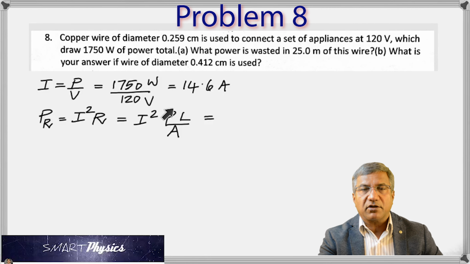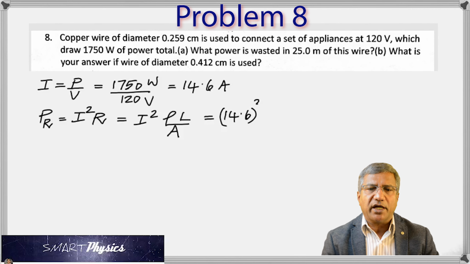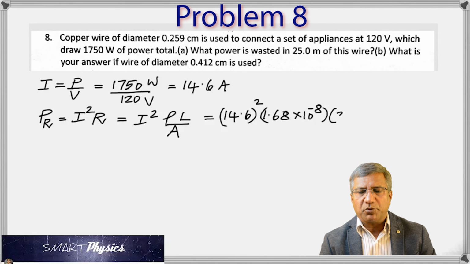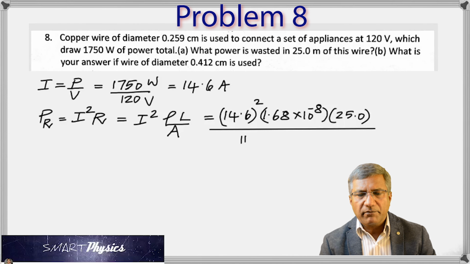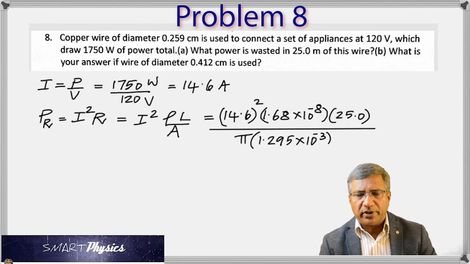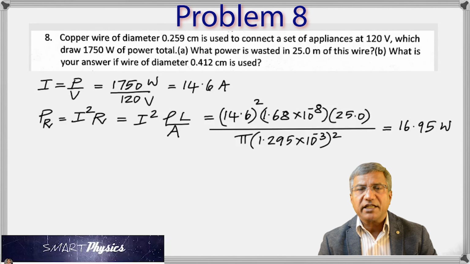Resistance of a conductor depends on the resistivity, which is dependent on the material, depends on the length, and inversely on the area of cross section. So I've substituted the value of R as rho L by A. So using that, we can find the power dissipated. So the resistivity is 1.68 times 10 to the negative 8. And then you have the length as 25, and the area is pi r squared. So I've taken half of this and then changed it into meters here. And I get 16.95 watts wasted.